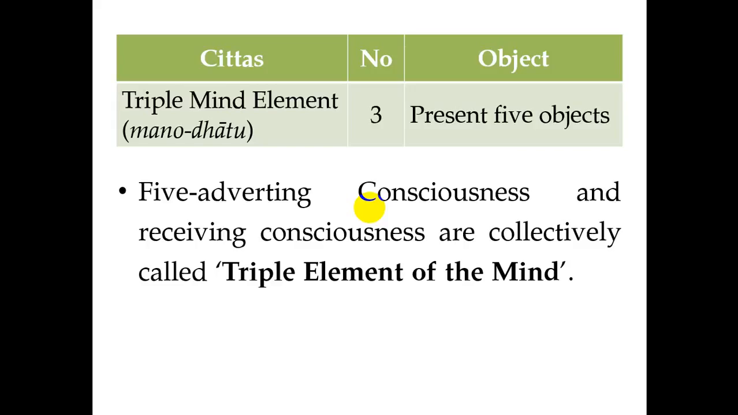In other words, we can call it the triple element of the mind, because these three chetas are very important for the mind to know the object. Without these three elements, you cannot know the object. So it is very important, right? Five door advancing consciousness and two types of receiving consciousness are called mind element, manodhatu. They take only pleasant five material objects.